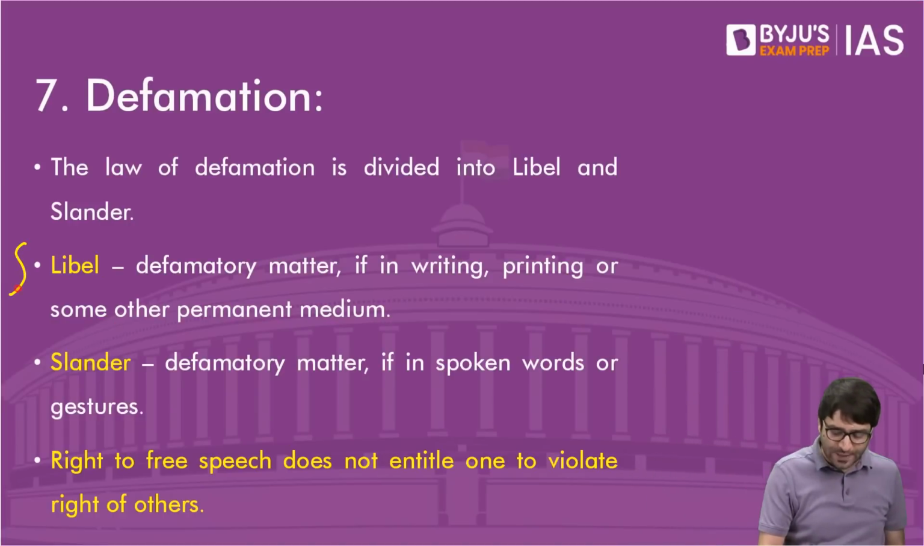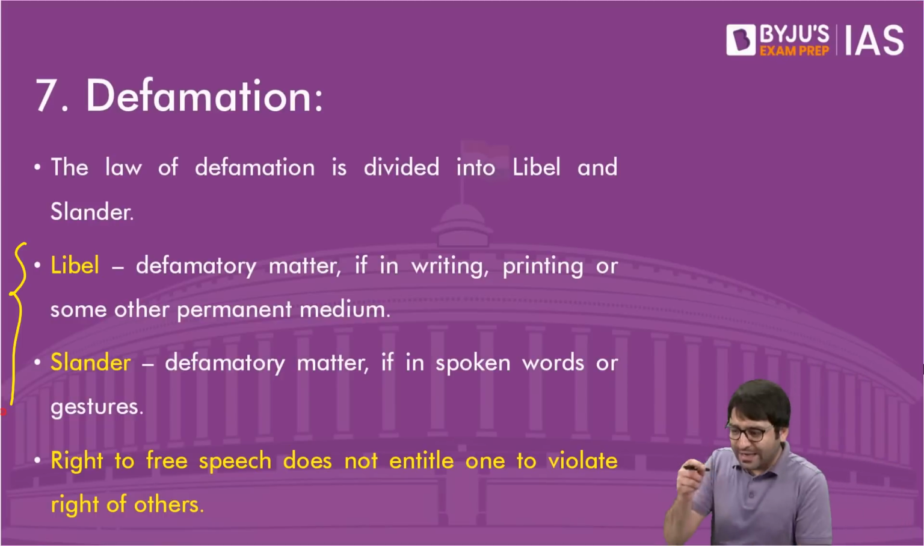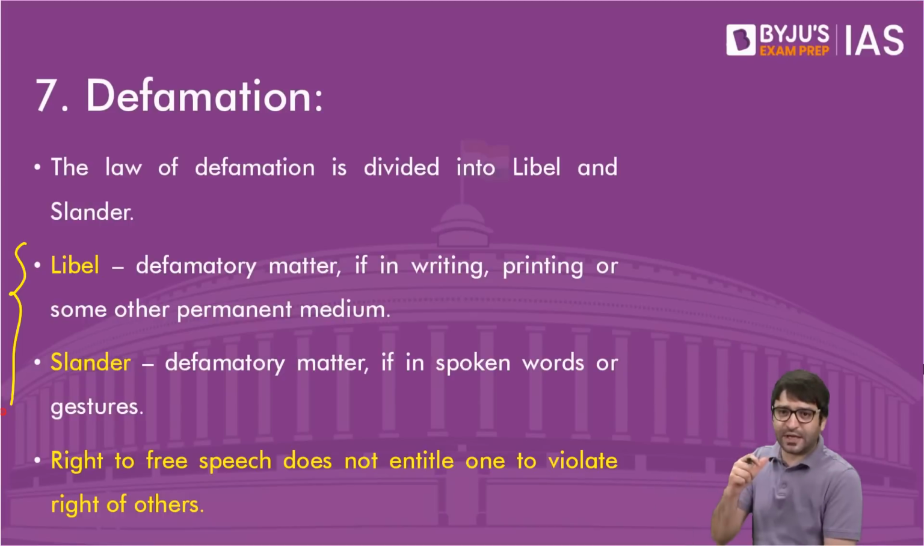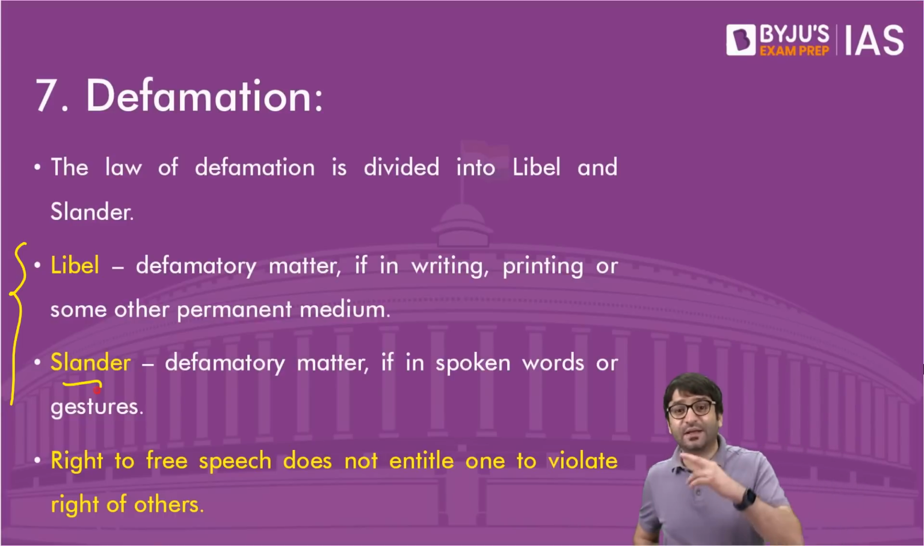Defamation can be of two types, libel or slander. If you are writing something, in your book, in your novel, in your article, on your blog, if you have written something which is defamatory against me, that is libel. Slander is if you are saying something in spoken words, at a speech.